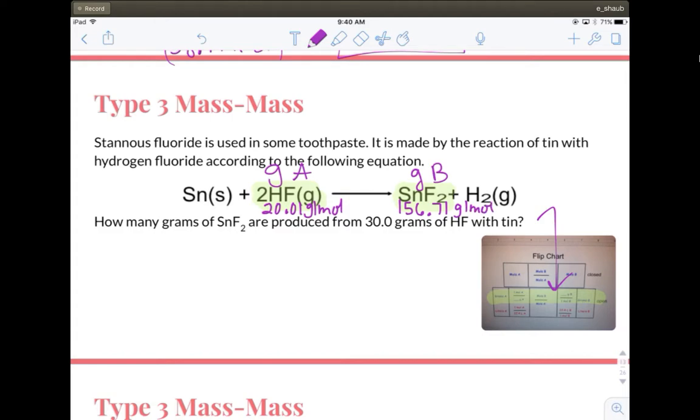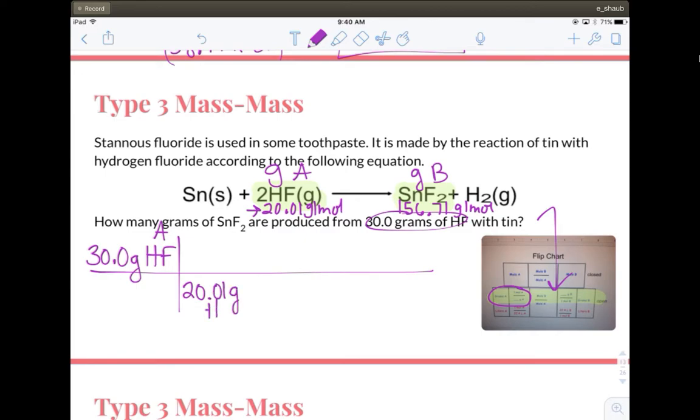So we're just going to start with the number given in the problem, the 30 grams, and we're going to plug that in for grams of A. So again, you can plug in HF, or if you'd rather use A's and B's, that's completely up to you. So I'm going to start, if I look here at my flip chart, by just getting rid of the grams of A by dividing by its molar mass, which means I need to use the 20.01 grams here on the bottom. And that's for every 1 mole of HF.